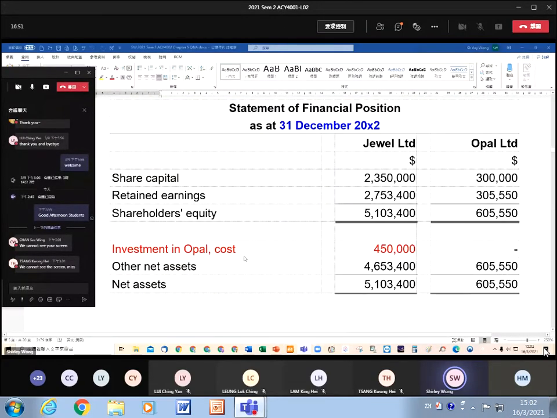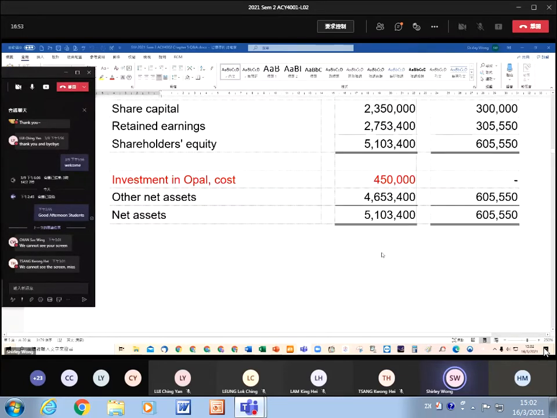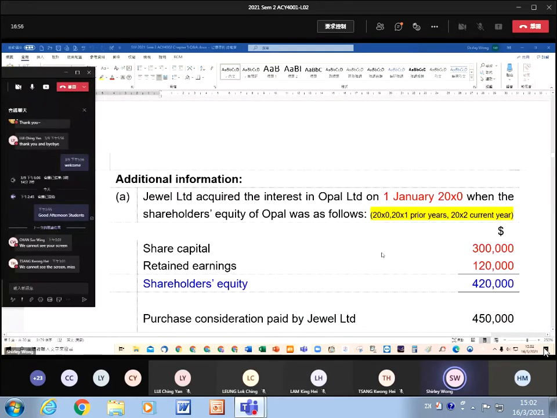You can find the purchase consideration, that is 415,000. From the additional information, first, it lets you know about the acquisition date. The acquisition date is 1st of January 2000. I will write it down: 2000 and 2001 are the prior years, and 2002 is the current year. From the information, you can see the share capital and also the retained earnings and also the total shareholders' equity. The total shareholders' equity is equal to the net asset. That means it is the book value as at acquisition date.